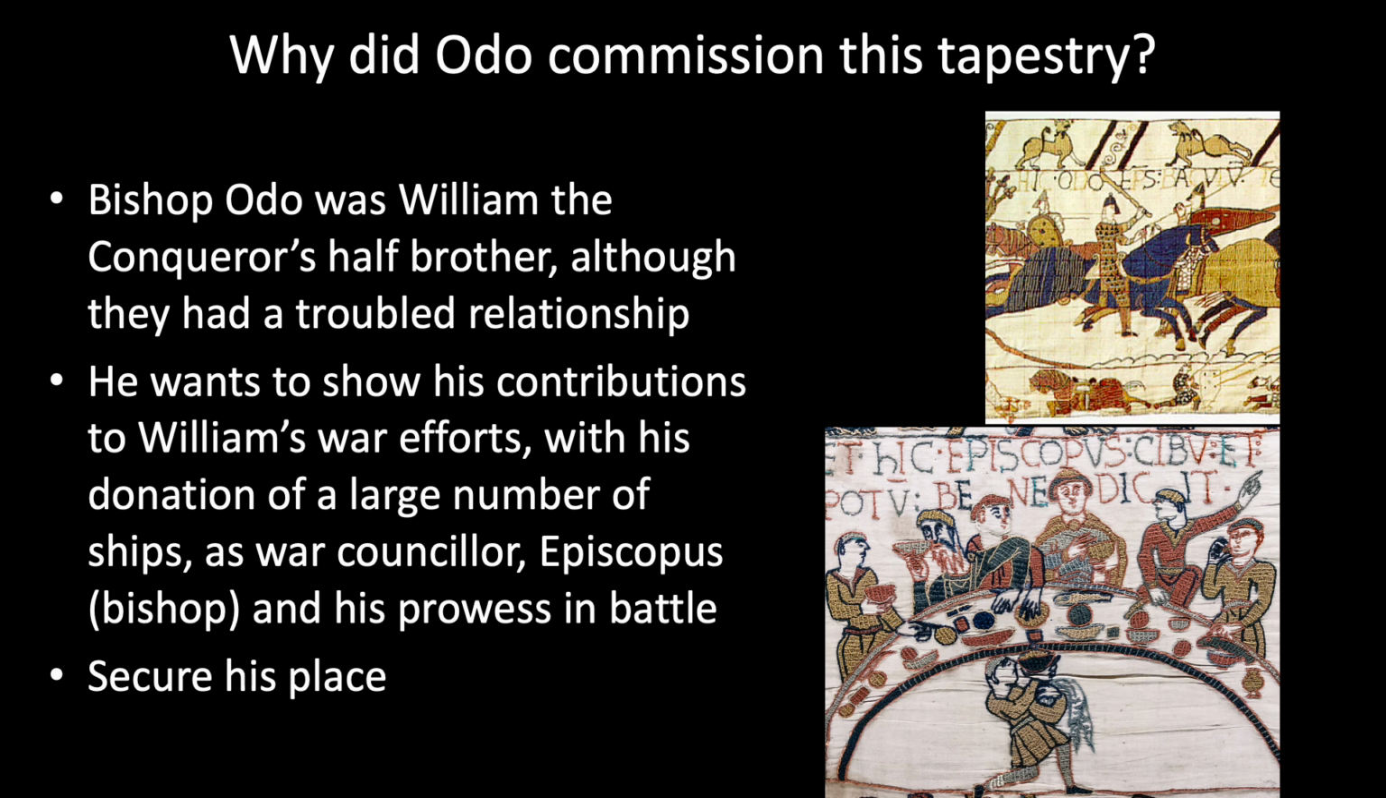So why did Odo commission it? Well, he was William the Conqueror's half-brother. They had a bit of a troubled relationship, and he probably wanted to show his contributions to his half-brother's war efforts with his donation of a large number of ships as war counselors, and secure his place within the family. And this kind of solidifies it, these depictions and this tapestry.